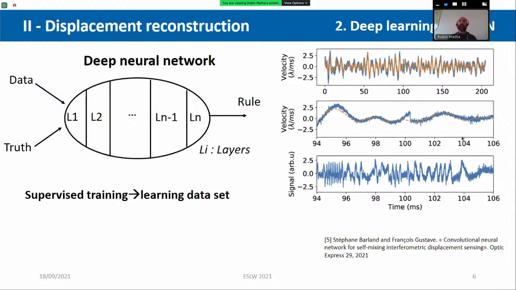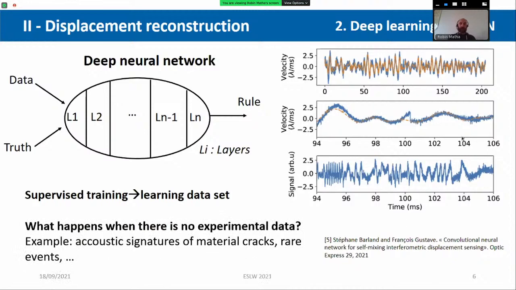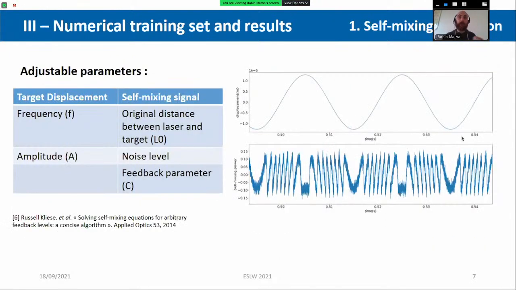But in some cases, data are not available. For example, acoustic emission of material cracks or rare events. So what happens when there is no experimental data? How can we train our network? We tried here to train our network using simulated data of self-mixing signal.